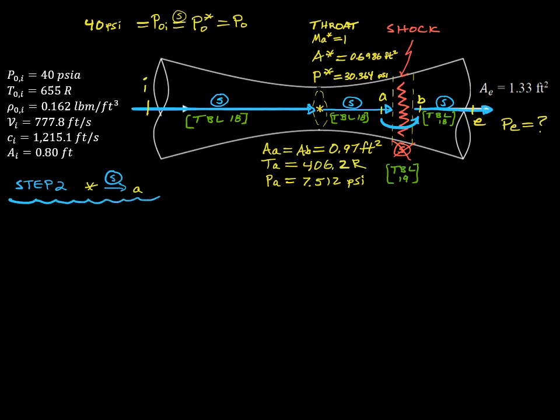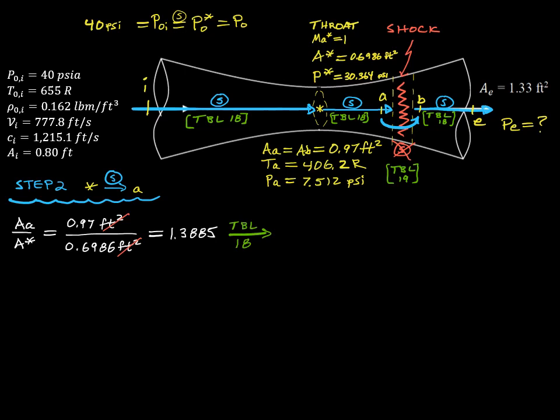Step 2 is going to help us move from the throat to state A. We're still remaining pre-shock, so we have isentropic flow. We know the area at state A is 0.97 square feet; that's a given in the problem statement. And if you remember, we just determined the area for our throat is just under 0.7 square feet. So we can put these two in a ratio. Square feet cancel out, and we get a ratio of 1.3885 between the area at A and the area at the throat.